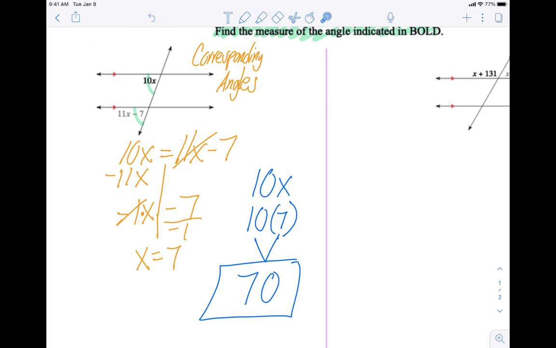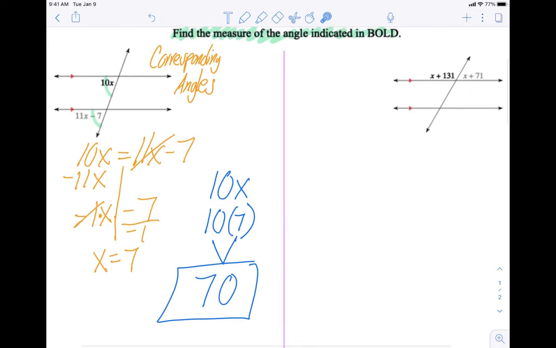There's the first example. Couldn't think of the word, right? I stayed silent, guys. There's the first example, right? We found the angle indicated in bold. All right. Let's go to the next example right here.